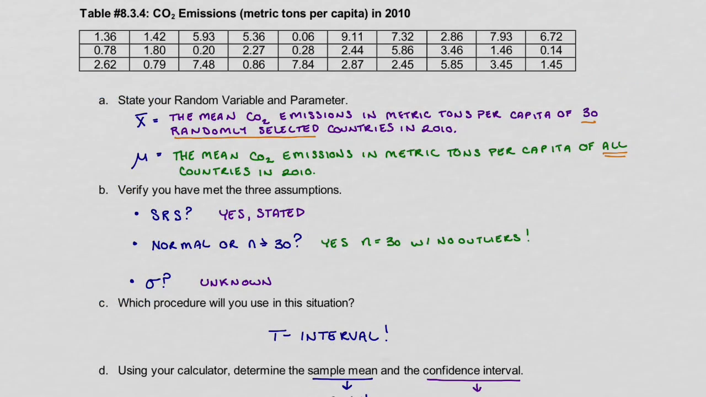Okay, and now we'll go ahead and we'll talk about the third and final assumption that we need to check. Do we know the population standard deviation? In other words, do we know sigma? And in this case, no, we don't. So the best that we can do is we can calculate the standard deviation of the sample. So in other words, S. From here, because we can assume normality, because we have a large enough sample size without any outliers, and because we do not know the population standard deviation, we're going to have to use a t-interval in this case. So let's go ahead and jump back to the calculator to calculate our sample mean and our confidence interval.